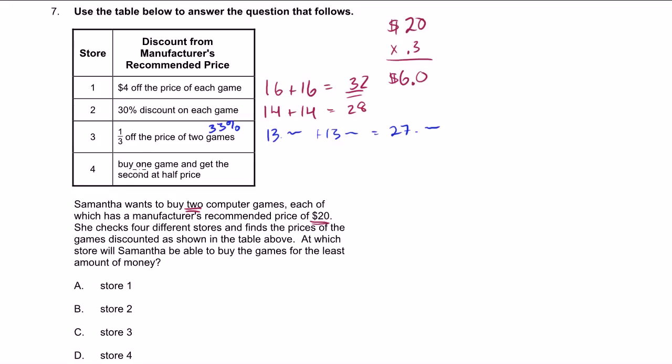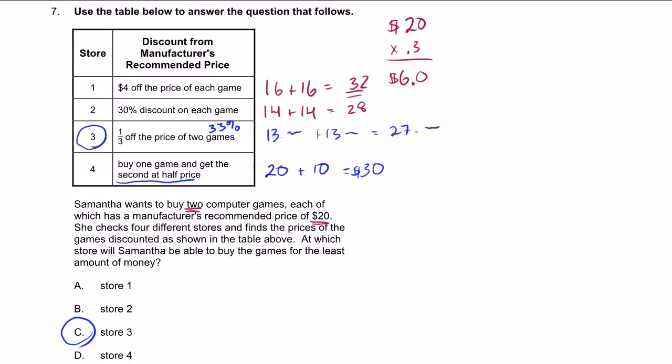And then the fourth one, buy one game and get the second at half price. So here she's going to spend $20 on the first game, and then the second one is going to be half price. So she's going to spend a total of $30. So the best deal is store number 3, where it's going to be 27 something dollars, right? Store number 2 is definitely better than store number 4, which is definitely better than store number 1. And then store number 3 is definitely better than store number 2. It's a 33% discount. So I'm going to go with store number 3.